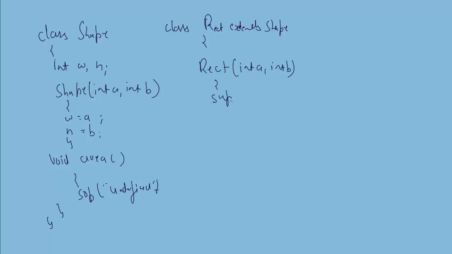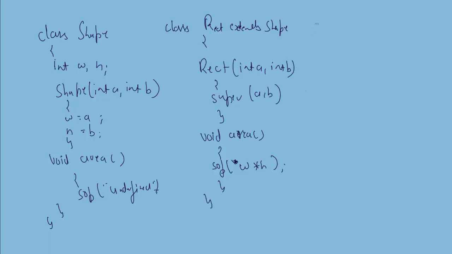Now super of, I hope you people are comfortable with the super keyword. I'm not satisfied with the functionality of the area method in the shape class, so I'll override area. SOP of, instead of this we'll say W into H. So the subclass has the knowledge, it can access it: area of rectangle is width into height.